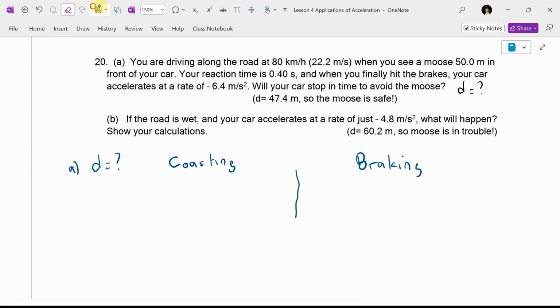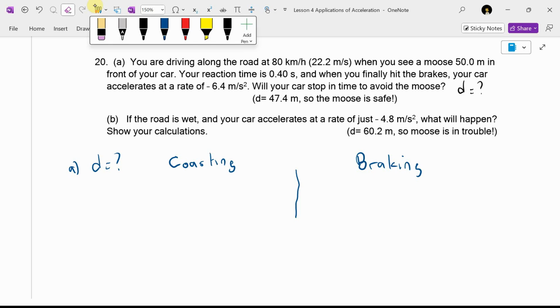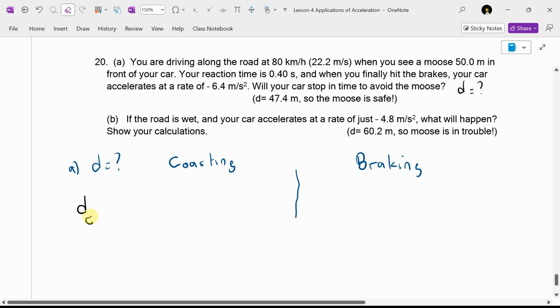What I'm going to do, again, I've done enough of these that I can see this. I wouldn't necessarily expect you to see this your first time around, but once you've seen it before, now it's part of your toolkit. What I'm going to do, Zainab, I'm going to find the distance I travel while coasting. I'll call that D with a subscripted C for coasting. I'm going to find the distance I'll travel while braking. I'm going to add them up. And if they're less than 50, the moose lives.